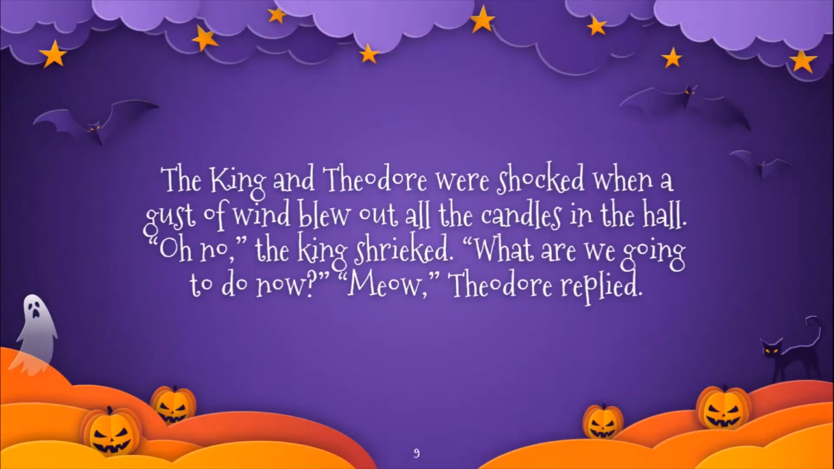So let's continue with this example. Now we're at the next section of it and try to find the problem. So the king and Theodore were shocked when a gust of wind blew out all the candles in the hall. "Oh no!" shrieked the king. "What are we going to do now?" "Meow," Theodore replied. So what is the problem that the king and Theodore are facing? It's a gust of wind blew out all the candles in the hall.